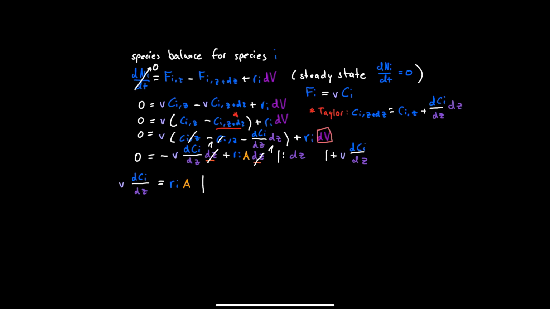So this might seem a little bit trivial, but what we wanted to do is divide the equation by V. So dci divided by dc is going to be equal to 1 divided by the volumetric flow rate times Ri times A.